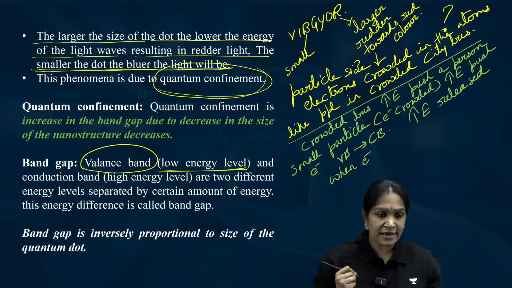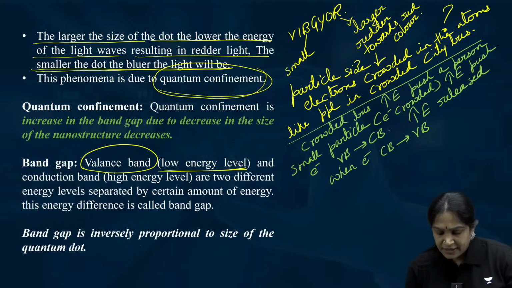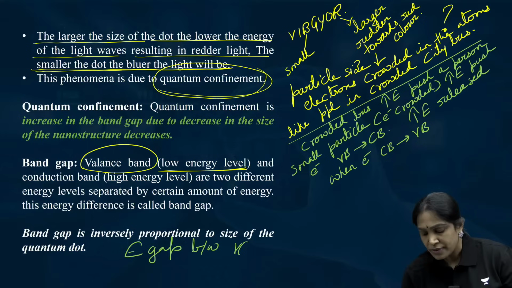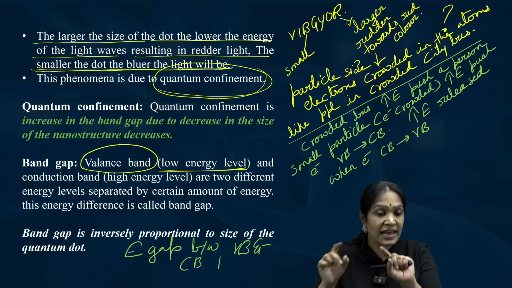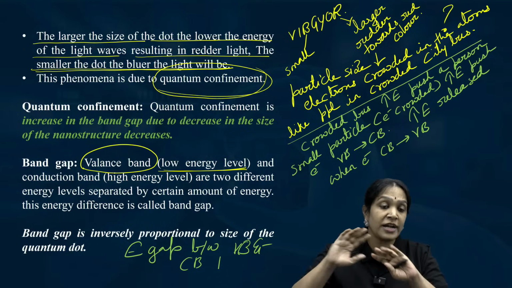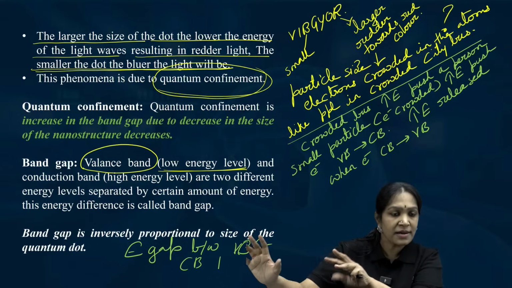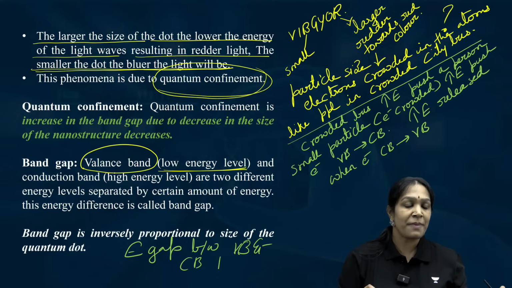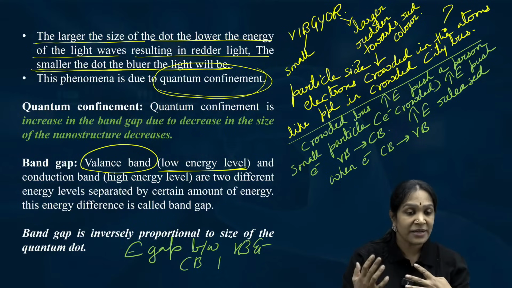It means the energy gap between the valence band and the conduction band is more. Do you agree with this point? You need more energy to push the electron from the valence band to the conduction band. In the same way, more energy is released when the electron comes back. The energy difference between the two is more.